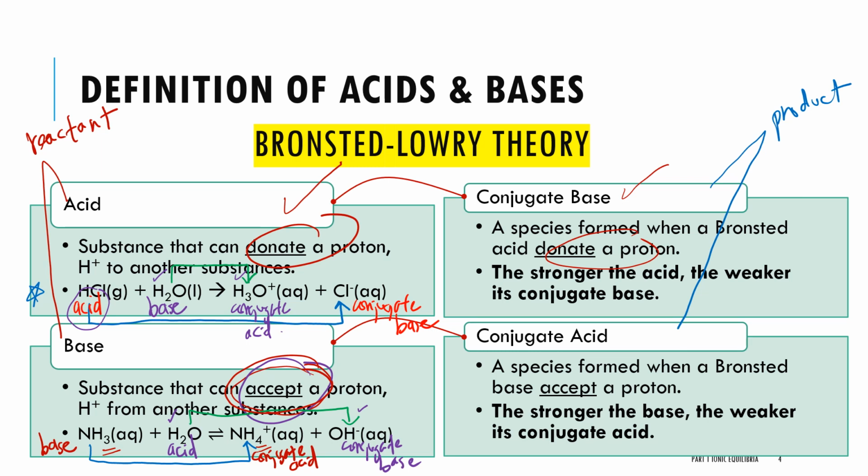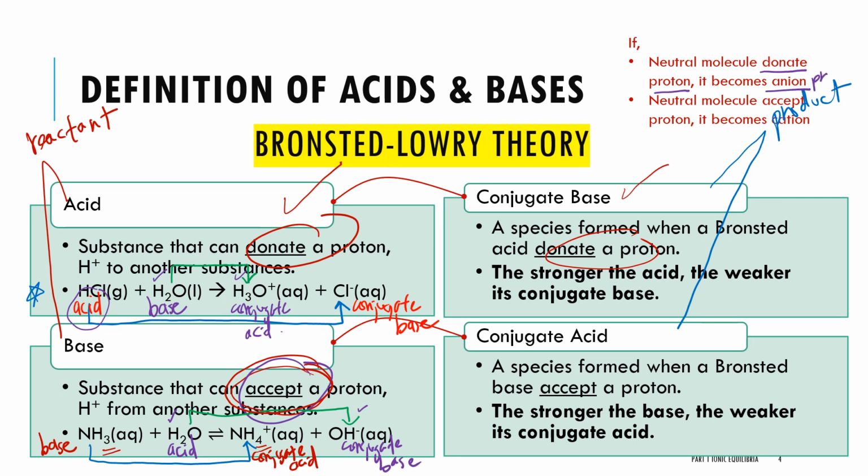Okay, so this is the cara. If neutral molecule donate proton, it becomes an ion di sebelah produk. So an ion ini adalah produk. So you boleh tengok dekat sini, neutral molecule donate proton, buang proton. So you akan dapat yang tak ada hidrogen tapi ada an ion. Water donate proton, ni neutral. Bila buang proton dia akan jadi OH tambah minus dekat situ.